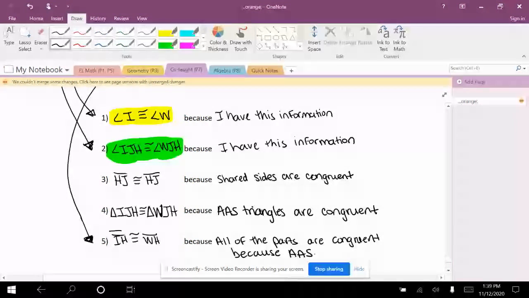angle, angle, side. Todos los partes son congruentes porque tenemos lado, tenemos ángulo, ángulo, lado.